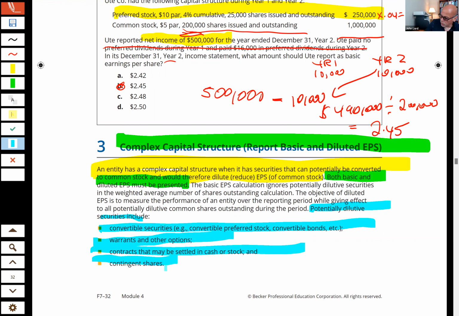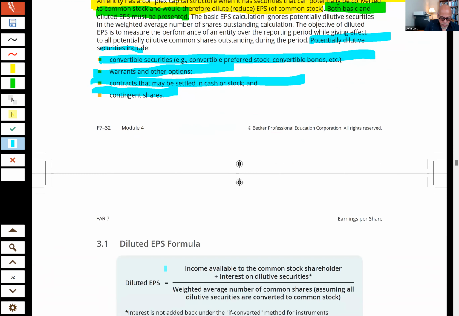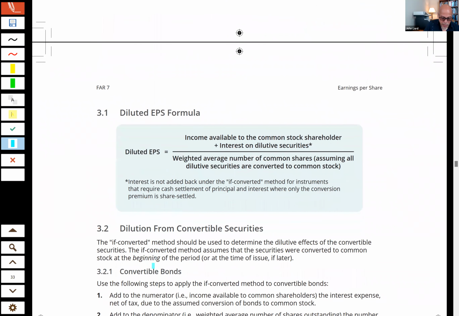Okay. Now you come over, and we're going to talk about some of these, starting with what happens when we have dilution from options and warrants. And they give us the diluted earnings per share formula here, which you can go ahead and flashcard. The weighted average number of shares outstanding, assuming all dilutive securities are converted to common stock, goes into the denominator, and then the numerator would take the income available to common shareholders, but it would add interest on the dilutive securities.